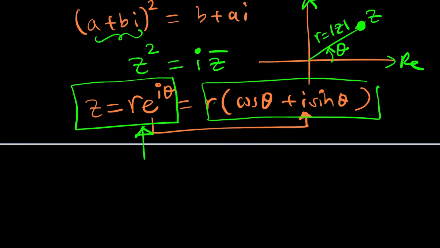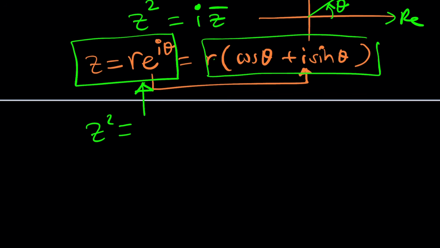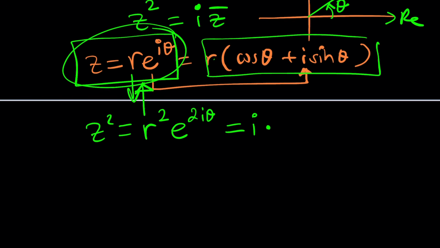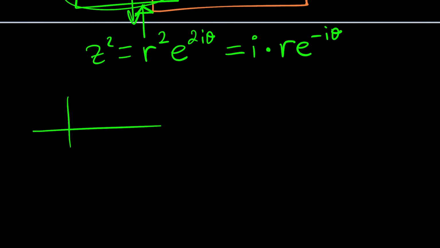Now, we have z squared. How do you find z squared from here? If z is equal to that, z squared would be r squared e to the power i theta multiplied by 2. That's going to be 2i theta. And on the right-hand side, we have i times z bar. If z is this, z bar is just going to be obtained by negating the angle. Because if you think about it, if this is my complex number, again, a little bit of geometry. If this is my z, then z bar is just obtained by negating the imaginary part. Therefore, it's just going to be the negative theta. Okay? So that's all you have to do.